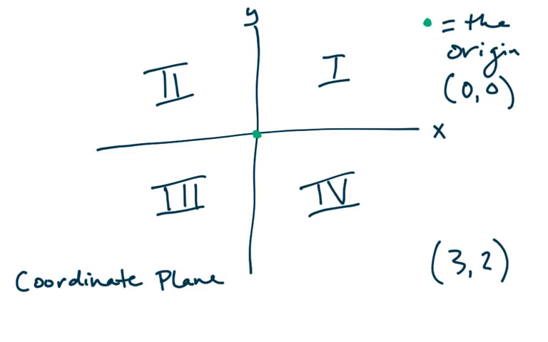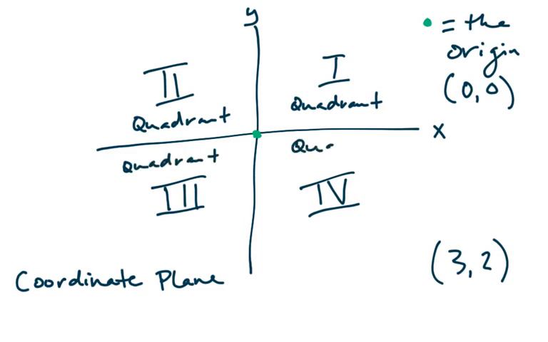So, again, this is a coordinate plane. This is a coordinate pair or a coordinate point or an ordered pair. This is the origin. I should write the word quadrant: quadrant 1, quadrant 2, quadrant 3, and quadrant 4.